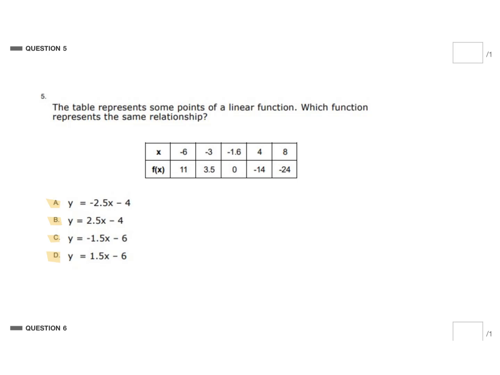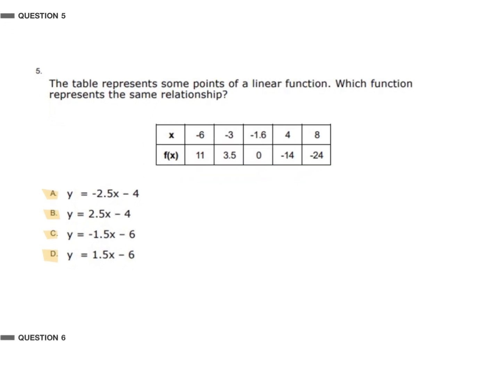Okay, so something a little different here. Now we've gotten away from graphs and we are looking at a table. So it's asking what function represents the same relationship of this table. I'm going to look at my answer choices. Okay, it is written in slope-intercept form. So I know this is already y equals mx plus b, right?